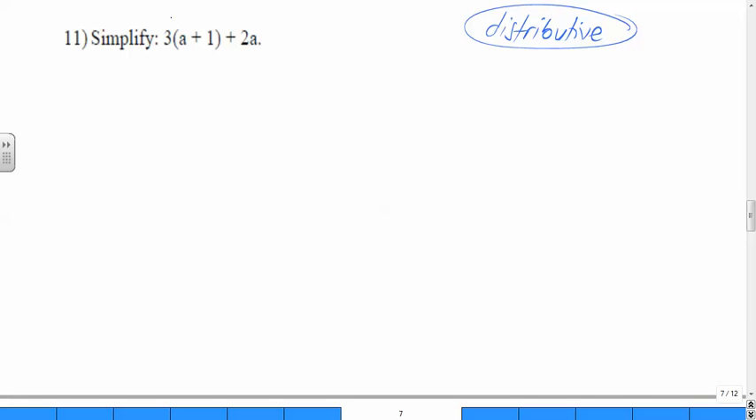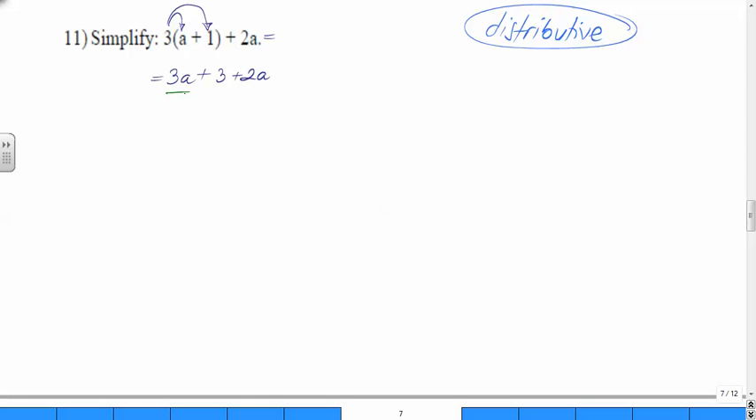But here, distribution means you take the number that's outside the parentheses and you multiply it to every number inside the parentheses. To the first one, to the second one. This gives you 3 times a, 3a. What is the operation inside? Plus 3 times 1, that would be 3 plus 2a. Are you done? Better say no, because you are not done.